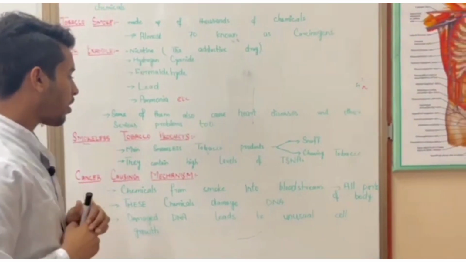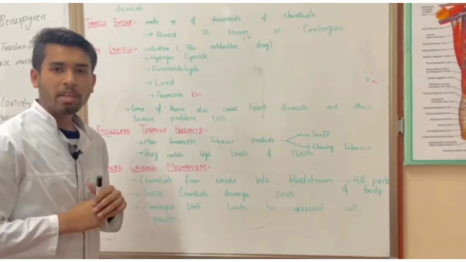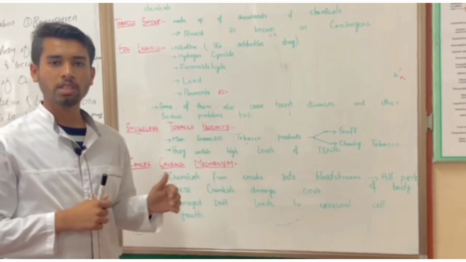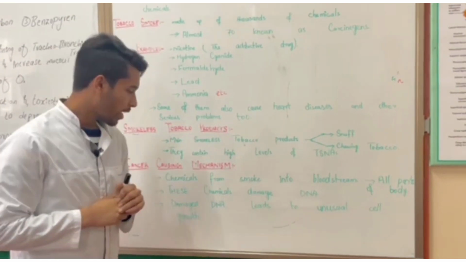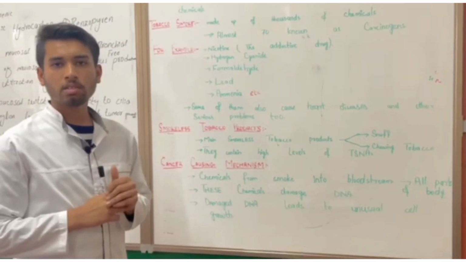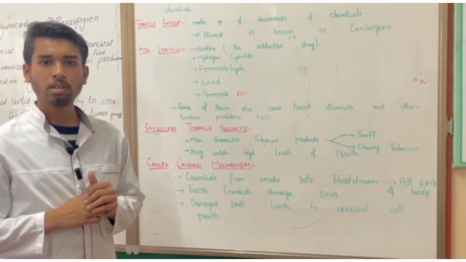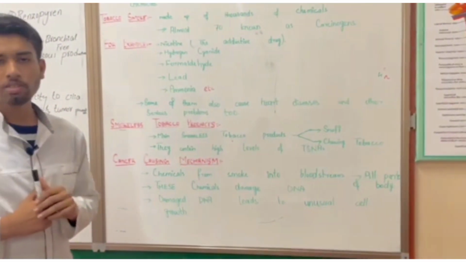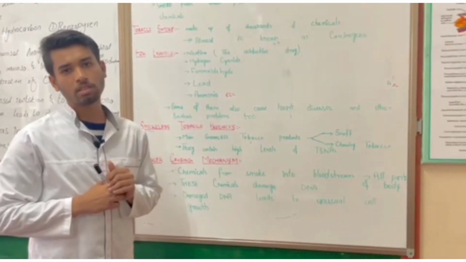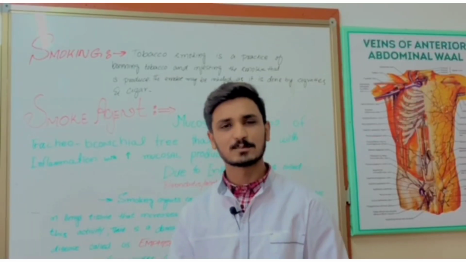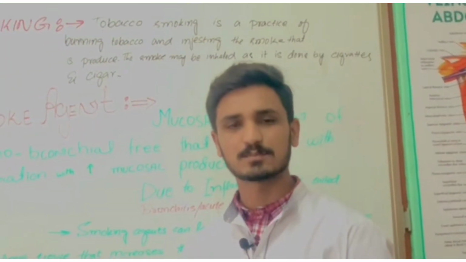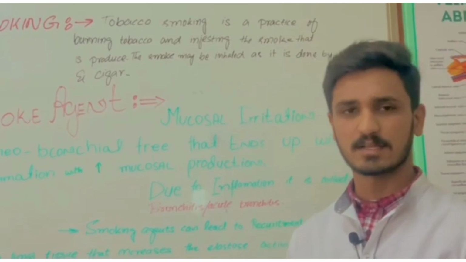Cancer-causing mechanism of these products: chemicals from the smoke get into the bloodstream, from which they can flow to all parts of the body. They can damage the DNA of cells, which regulates cell growth and other main functions of the cell. Damaged DNA leads to unusual cell growth, and these unusual cells then turn into cancer cells. Smoking is the practice of burning tobacco and ingesting the smoke that is produced. The smoke may be inhaled, as it is with cigarettes and cigars.